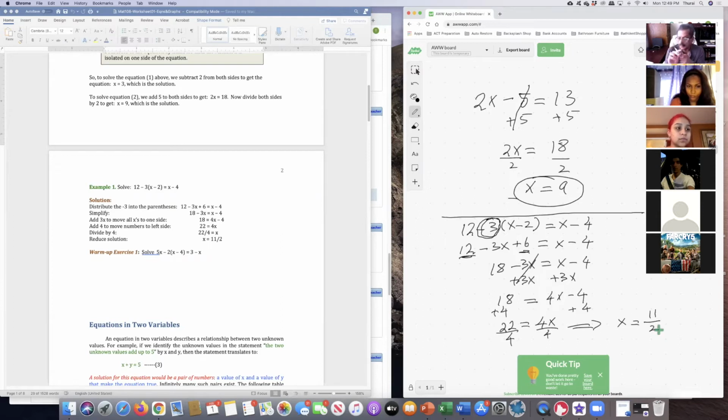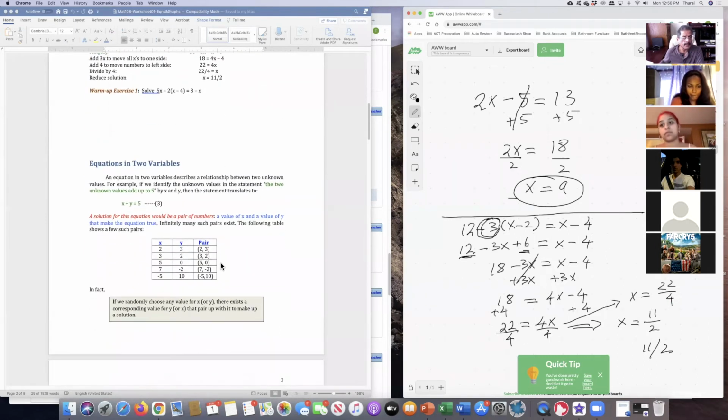When you type this answer in WebAssign, you'll be typing it as 11 over 2. Now remember, before reducing, the answer was x equal to 22 over 4. And if you enter 22 over 4 as your answer, WebAssign will mark it wrong. It has to be reduced to the smallest. Only then will it be an acceptable answer.